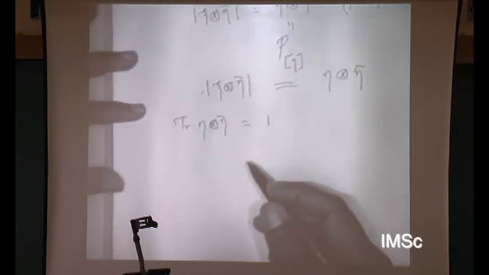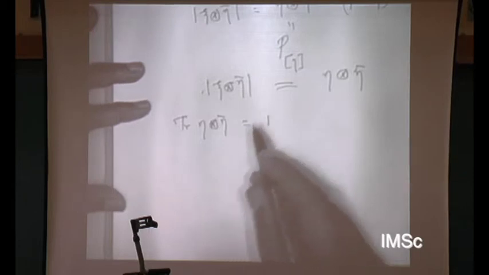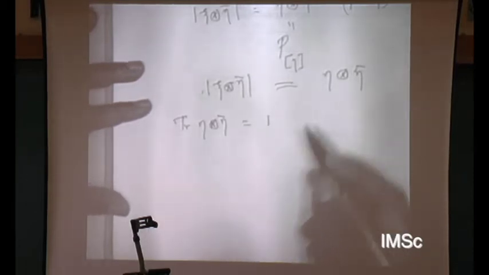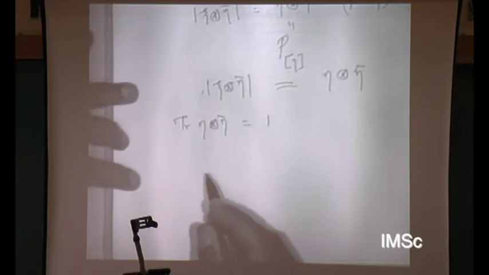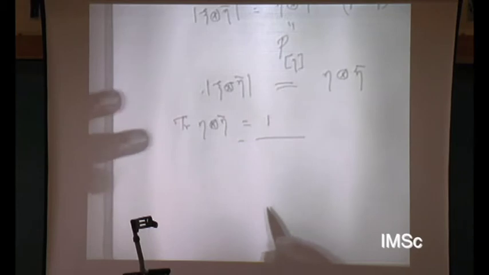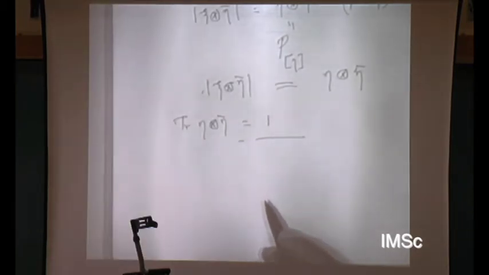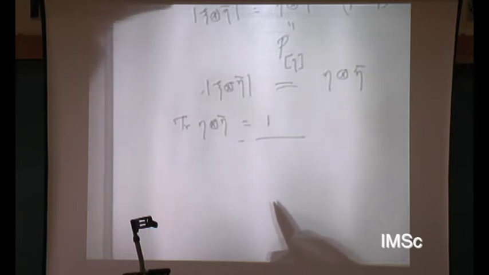And in fact, more generally, what is psi tensor eta bar? It is the operator which, if psi and eta have norm 1, will send eta to psi and it will kill everything orthogonal to eta. Right?